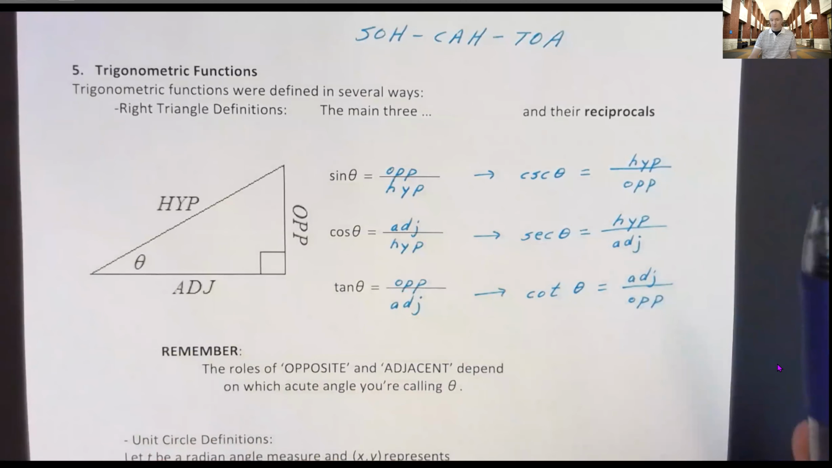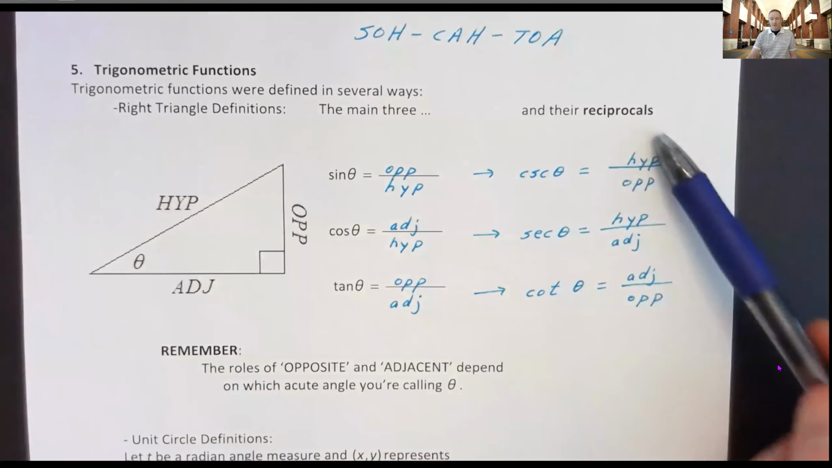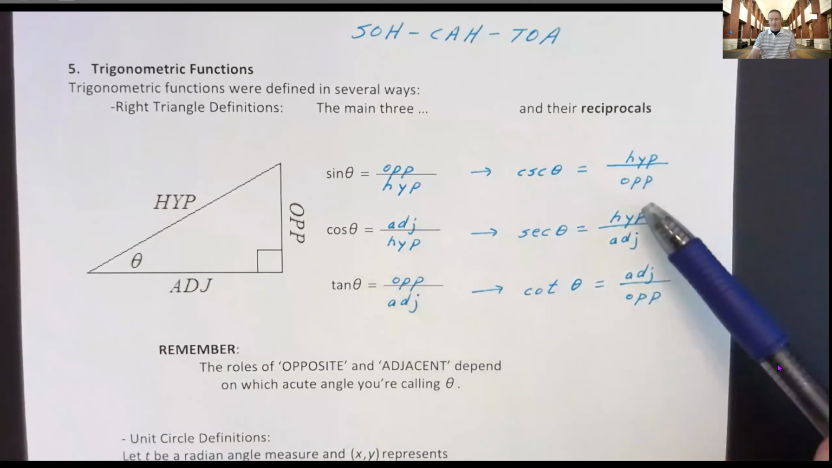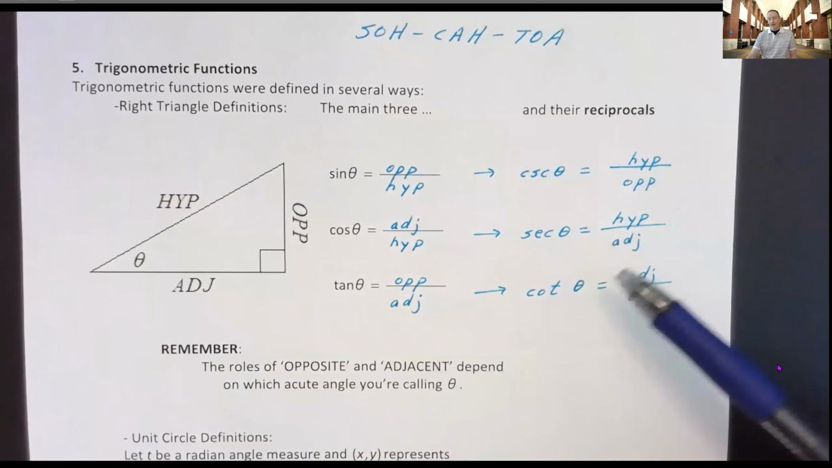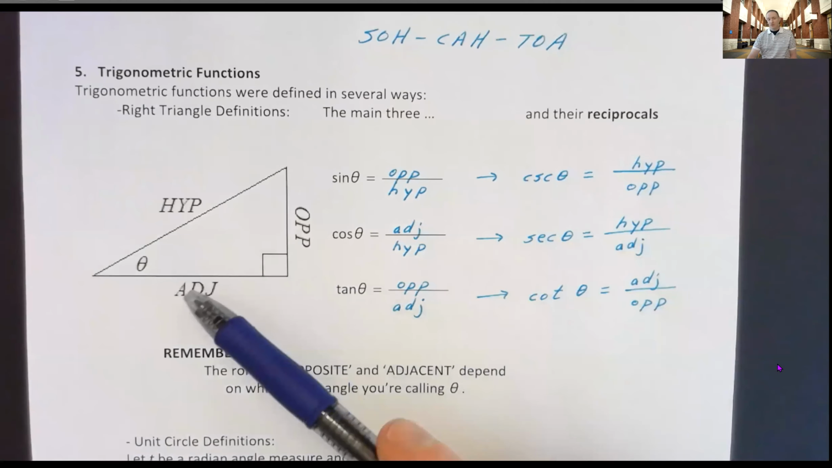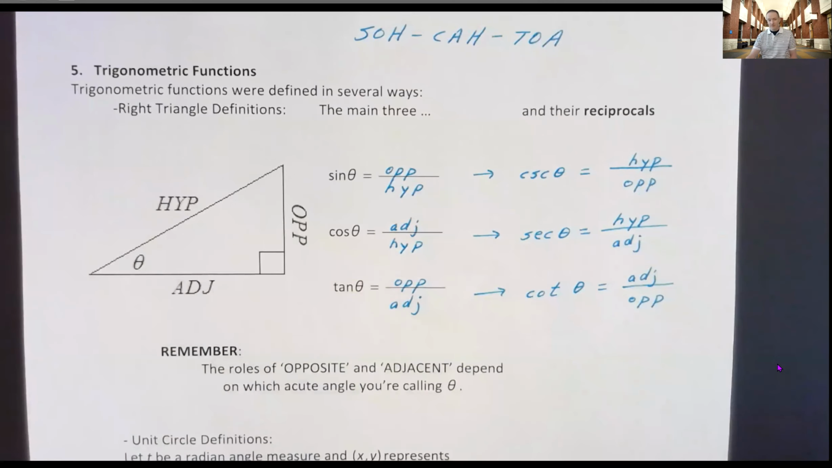We know the reciprocals of those. Reciprocal of sine is cosecant, so it's equal to hypotenuse over opposite. Secant's the reciprocal of cosine, so it's hypotenuse over adjacent. And obviously, cotangent's the reciprocal of tangent, so it's just the ratio of adjacent over opposite.